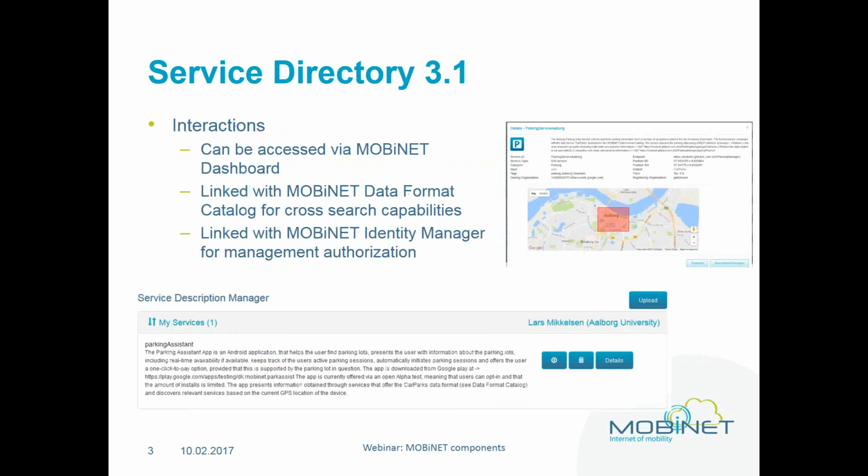The main interaction of the service directory is, of course, via the dashboard by the users. But there's also a link between the service directory and the data format catalog that I will explain in the next slide, which means that when looking at the service details, which is what we see here on the right, there's a direct link to the output data format or input data format that's used by the service description. So you can go directly to the data format catalog and get the description of that particular data format. And below here on the bottom, we see an example of the view in the Service Description Manager widget, where you have the possibility to upload a new version, delete it, or watch the details of your services.